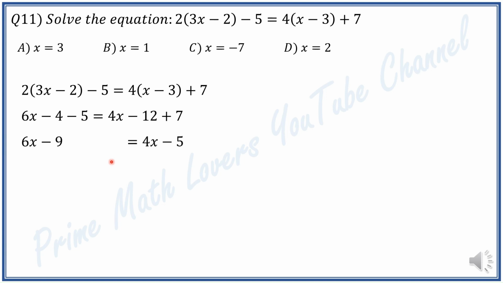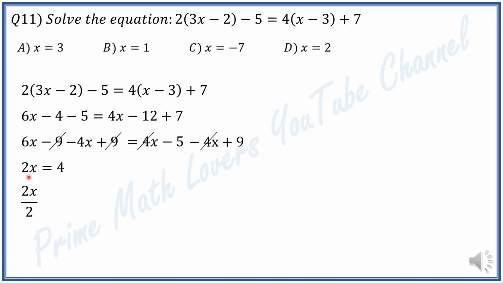Then we add negative 4x and positive 9 to both sides of the equation. Now I can cancel this negative 9 with this positive 9 and this 4x with this negative 4x. And what I get on the left hand side is 6x minus 4x, which will be 2x, and the right hand side will be 9 minus 5, which is 4. So 2x is equal to 4.